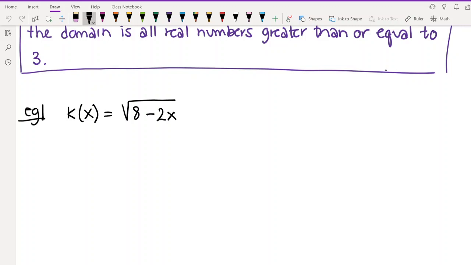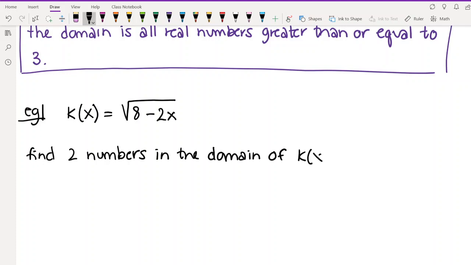So again, I want to go through and find numbers that are and are not in the domain. Maybe let's just do 2 of each this time. So the first thing I want to do is find 2 numbers that are in the domain of k of x. That means we want to find numbers that when we plug them in, we get a positive number under the square root.